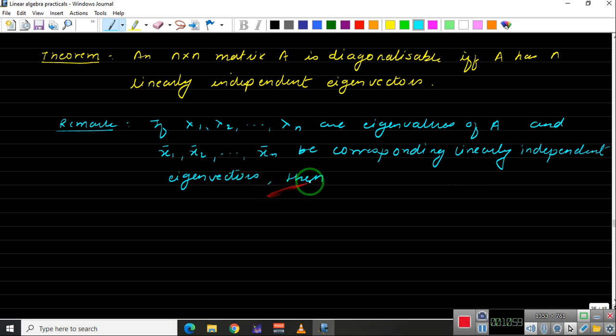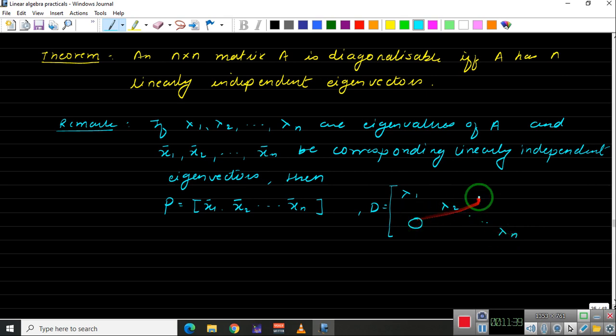then we take P to be a matrix whose columns are these eigenvectors. So P will be x1 bar, x2 bar, up to xn bar. We take these as the column vectors, and the diagonal matrix D will be the matrix whose diagonal entries are the corresponding eigenvalues. So if you are taking the first eigenvector to be x1, then the first entry on the diagonal will be lambda 1. Then we'll have lambda 2, likewise lambda n, and the off-diagonal entries are all 0.